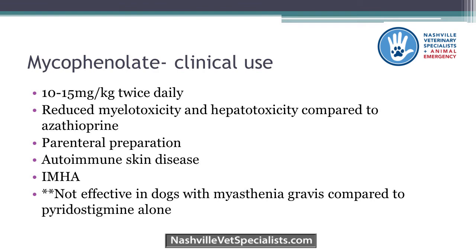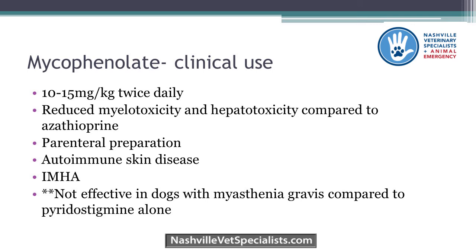We're going to start at 10 to 15 mg per kg twice daily. And like I said, we have reduced myelotoxicity and hepatotoxicity when we're comparing it to azathioprine. There also is a parenteral preparation. So if you have hospitalized animals that really need an immunosuppressive agent, that's a good thing if they're not eating and you don't want to shove pills down their throat.